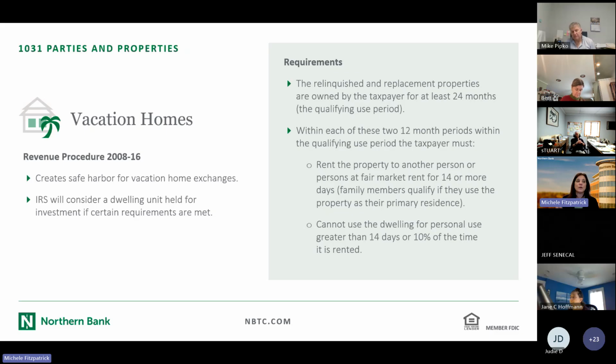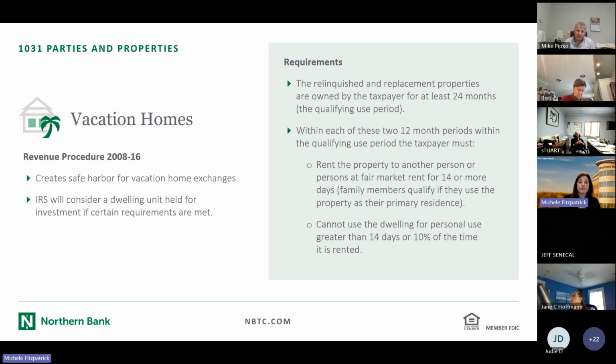Within each of the two 12-month periods, you need to rent the property for a minimum of 2 weeks per year at fair market value. And you have to restrict your personal usage of the property to 14 days a year or 10% of the time that's rented.